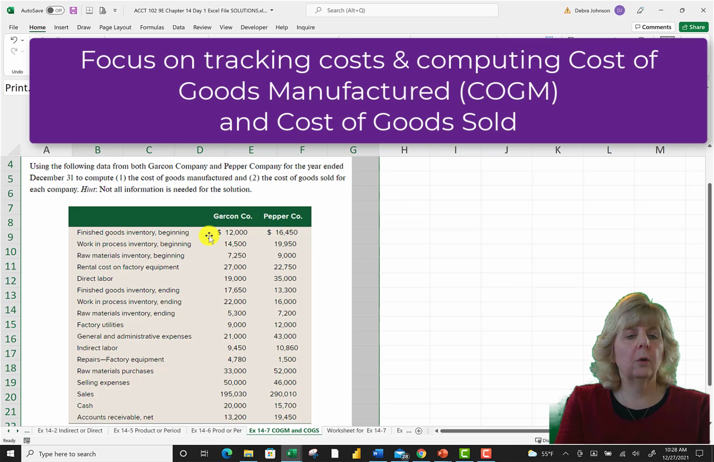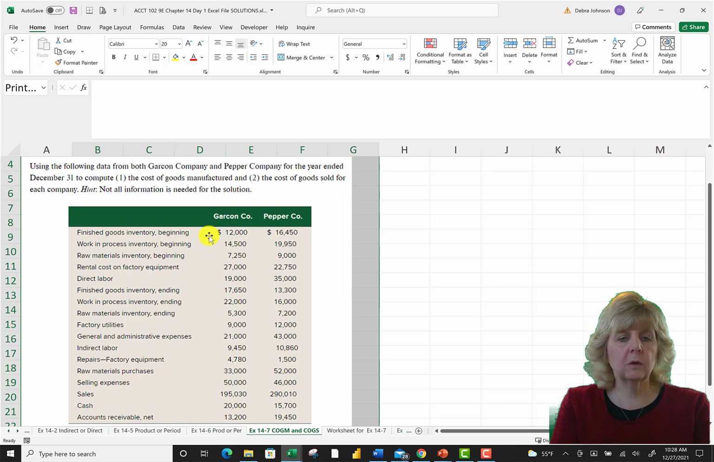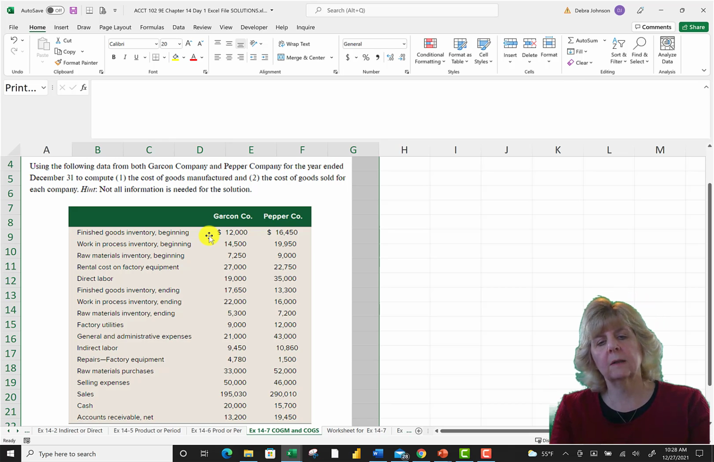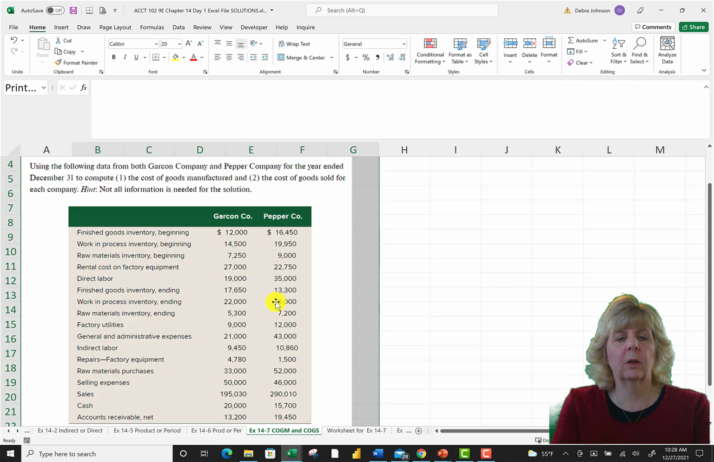Now again, you'll notice that your book doesn't use too many T accounts. I'm choosing to invest the time early in teaching you these T accounts so that you have a proper understanding by the time we get to job order costing and process costing of how the journal entries are going to come into play.